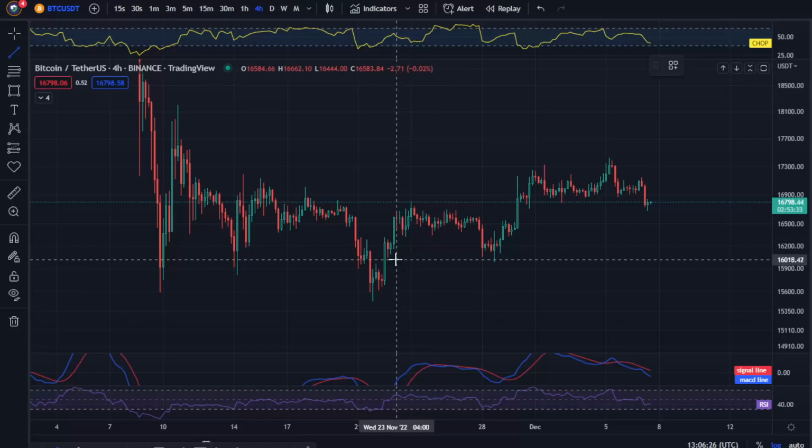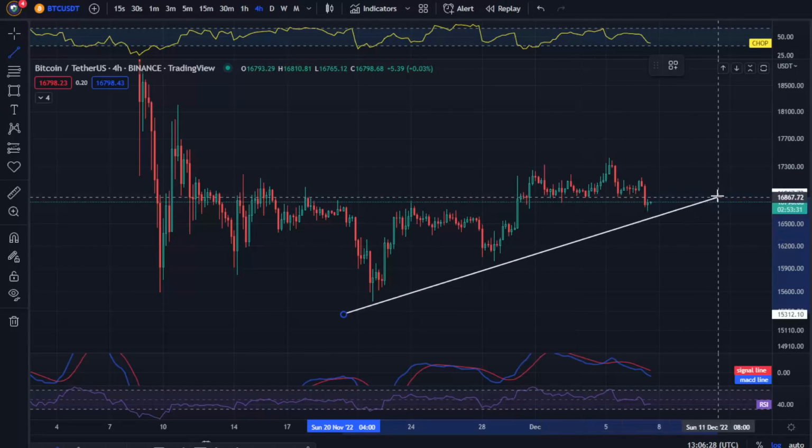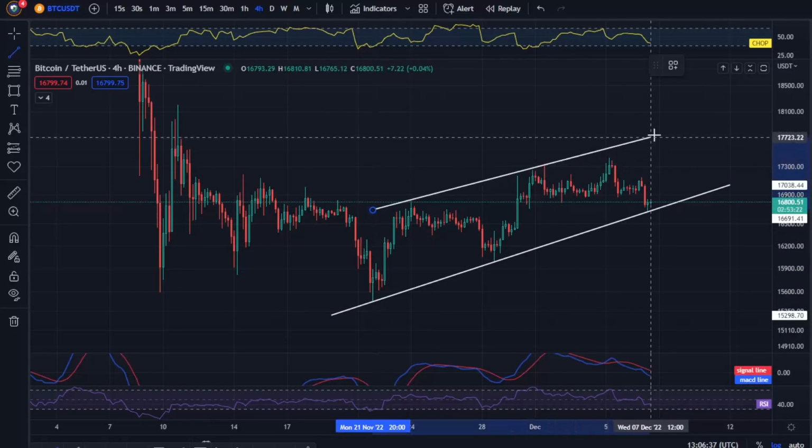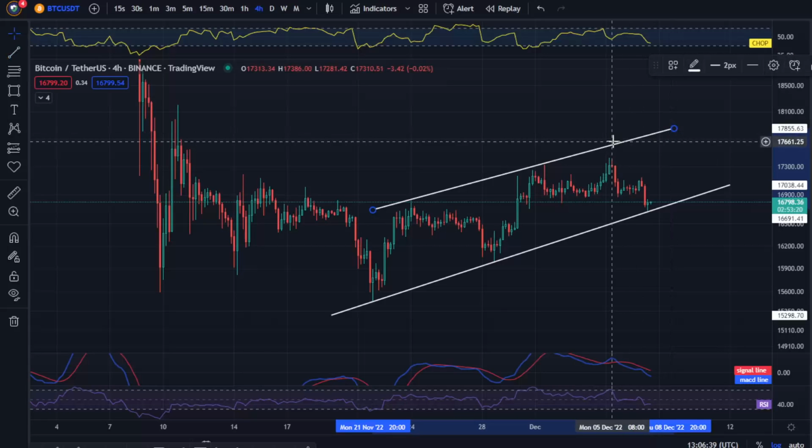Hello everyone, I invite you to an overview of the leading cryptocurrencies. We will be the first to check what happened on BTC in pair to USDT in a 4-hour timeframe.